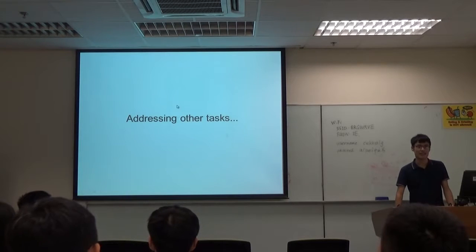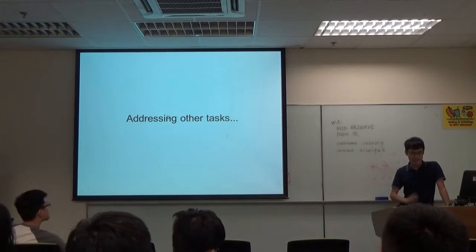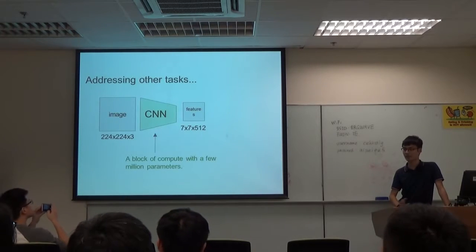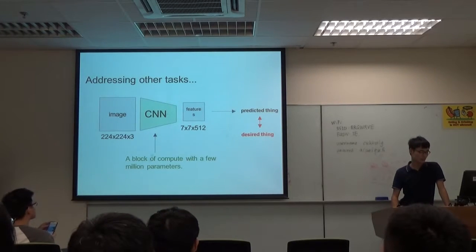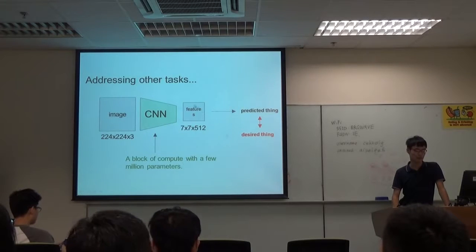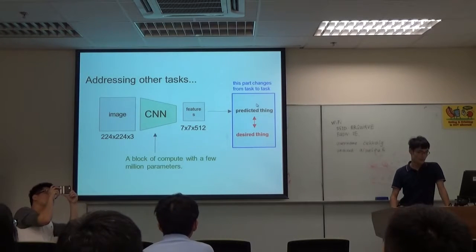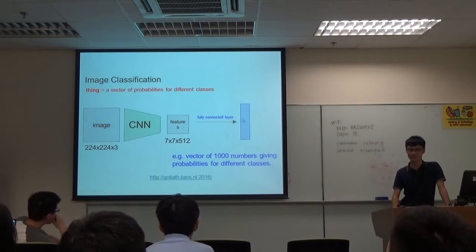By now, the networks are designed to solve the image classification problem. But besides image classification, CNN can be used to solve other tasks. How can we solve other tasks? The basic idea is we use the CNN as a blank block. This block takes an image as input and outputs a feature. Then we use this feature to do anything we want. For example, in the original image classification problem, we add a fully connected layer to get the probability of different classes.